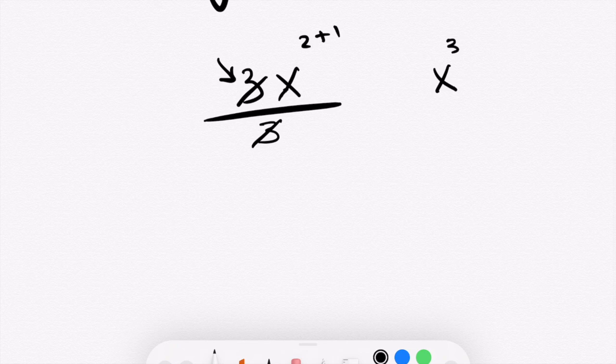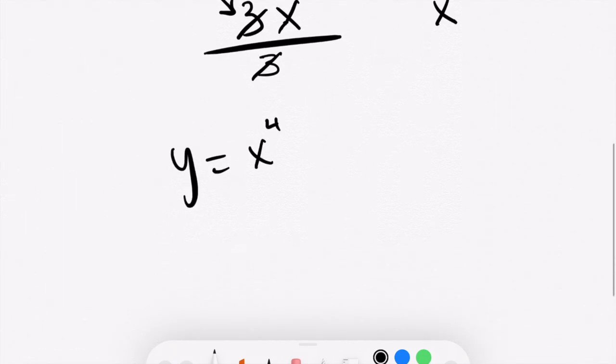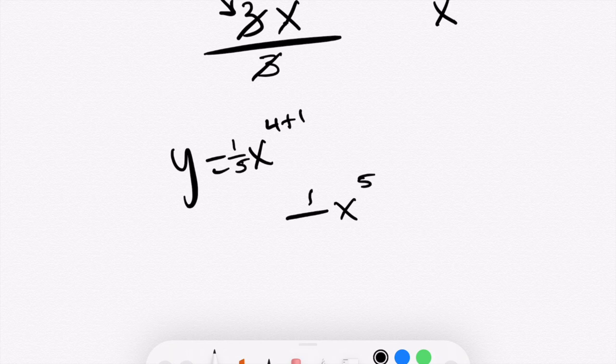Let's say we have y equals x to the 4th. If we were to take the integral of that, remember we add 1 to the exponent. That's 5, and then we would have to divide by that new number. So that would give us x to the 5th times 1/5.